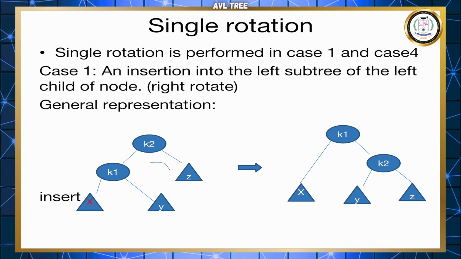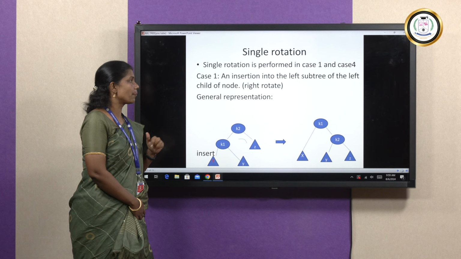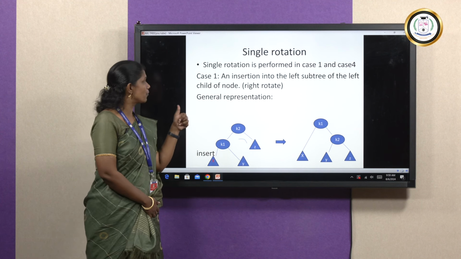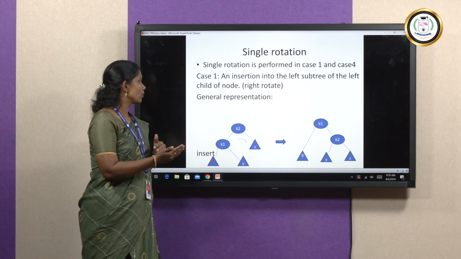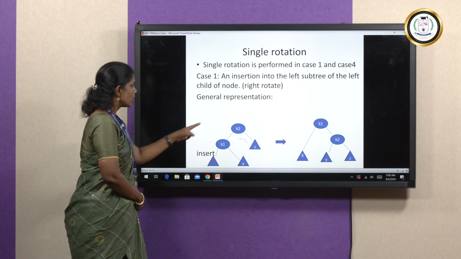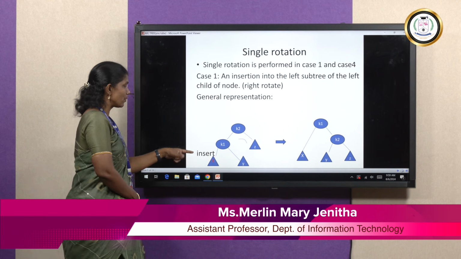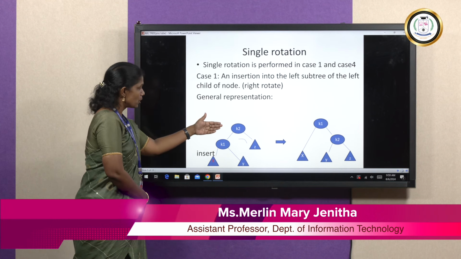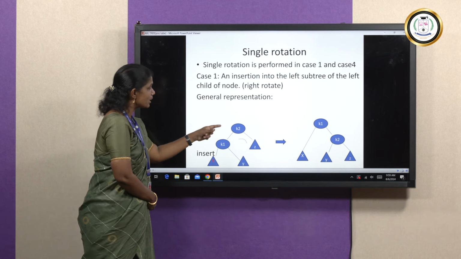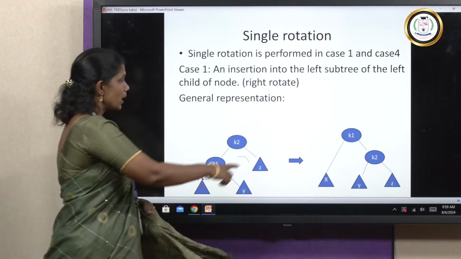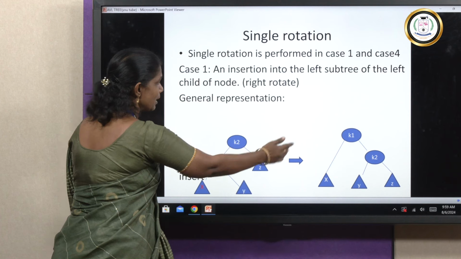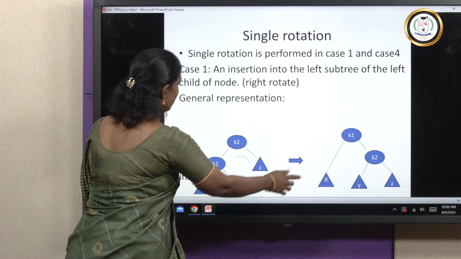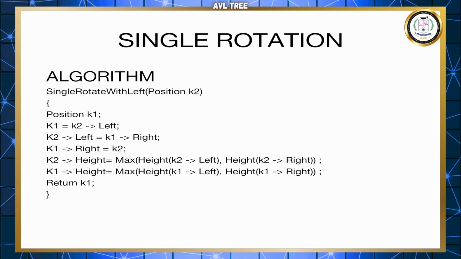Then we see when we have to perform the single rotation. The single rotation is performed in case 1 and case 4. Case 1 is the insertion into the left subtree of the left child. Here we have to perform a right rotation from the root node. So this is the general representation. Now we insert the node x into the left subtree of the left child. Here we perform the right rotation from the root node. Here K1 is the root node, and the right child of K1 is moved to the left child of K2.